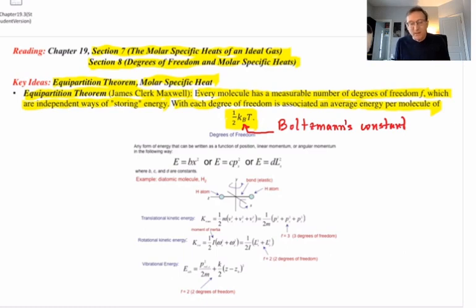I realize the print's a little bit small, so I'm going to annotate it as I go, hopefully making the print big enough for you to see.